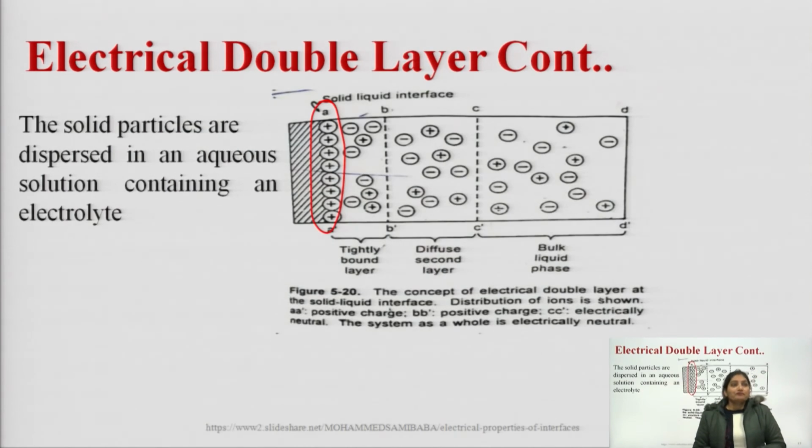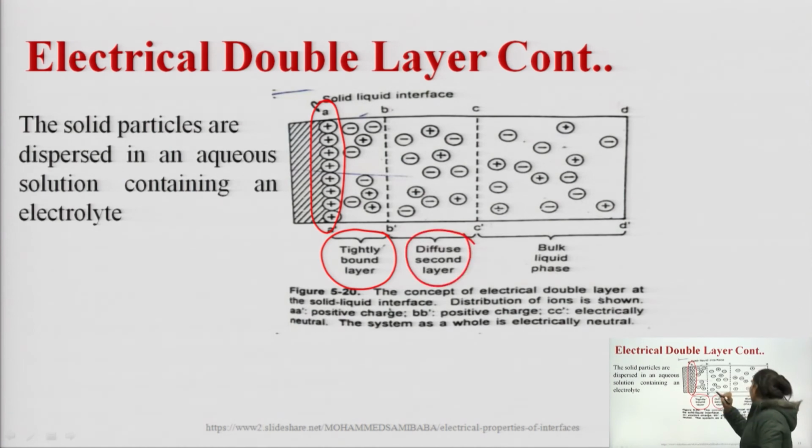Now, when solid particles are dispersed in an aqueous solution containing an electrolyte, there is formation of an electrical double layer, and this electrical double layer consists of two things. First is the tightly bound layer, second is the diffuse second layer. AA dash is the solid liquid interface, BB dash is the shear plane.